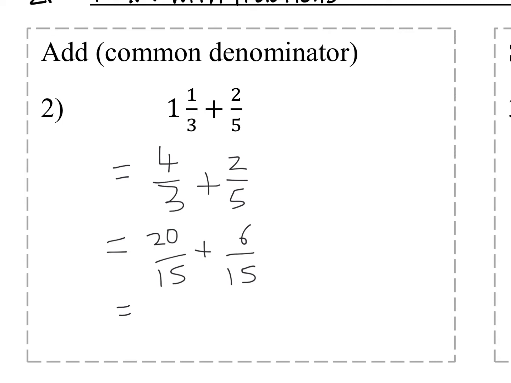Once you've got your common denominator, you can then write it down. It stays the same, and you add the numerators to give 20 plus 6, 26. Your final answer shouldn't be improper. It should be changed into a mixed number. So 15 goes into 26 once, and that leaves an extra 11.